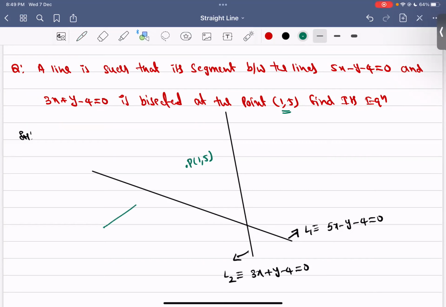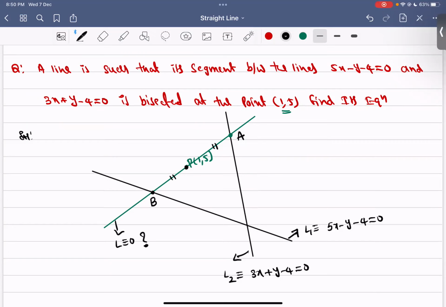Now this is bisected at the point 1, 5. It is bisected at the point 1, 5 means, suppose this point is A, this line intersects the two given lines, L2 at A and L1 at B. Means P(1, 5) is the midpoint, because the line which passes through P(1, 5) is bisected at the point. Then find its equation. Means we need to find this L equal to 0 equation.